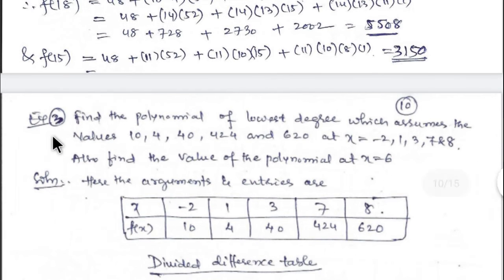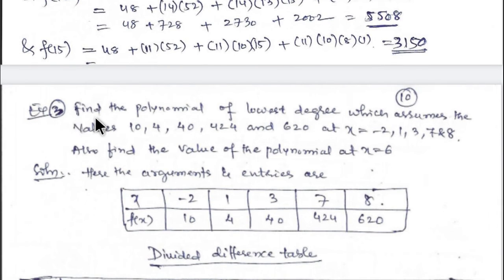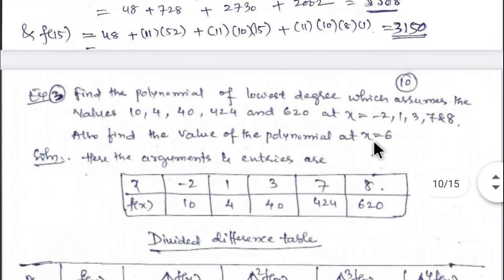So similarly, you see example 3, one more example. Find the polynomial of the lowest degree which assumes the values 10, 4, 40, 424 and 620 at x equal to minus 2, 1, 3, 7, 8. The x values are not equally spaced, so definitely use the divided difference formula. Also find the value of the polynomial at x equal to 6.